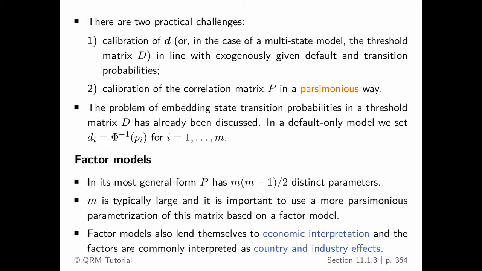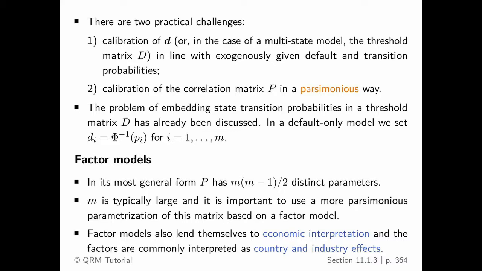So, now to come to the question of calibration, or is it estimation? I have to think which one it is here. There are two practical challenges. If we want to set up a threshold model, we would have to determine D, the default threshold, and we would have to determine the correlation matrix, rho or P. Those are our two challenges, but we may have a lending portfolio of 10,000 firms, maybe more.